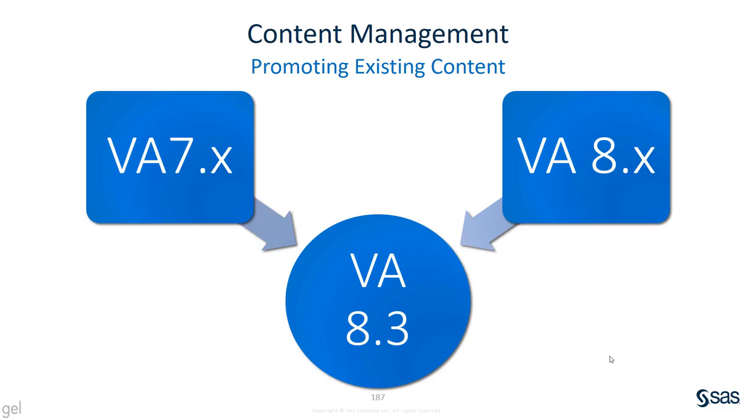Promotion of existing content. If you're coming from 9.4, you have to be on one of the version 7 releases of VA, so 7.1, 7.2, 7.3, or 7.4. If you're promoting content in Viya, you can promote from any version 8 to the most recent release of VA 8.3. There are caveats though, because the promotion support has increased over time, so you can't promote everything from an 8.1 environment to an 8.3 environment.